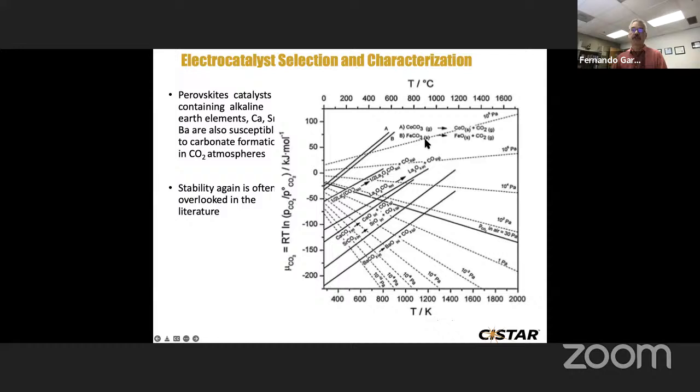And you can see here, fortunately, many of the catalytically active metal oxides, such as iron and cobalt, their tendency to form carbonates is relatively weak. Unfortunately, their tendency to be reduced to metals is substantially stronger. So these are some of the constraints which we have to work with. And we oftentimes see the formation of these carbonates on the surface of perovskite catalysts.